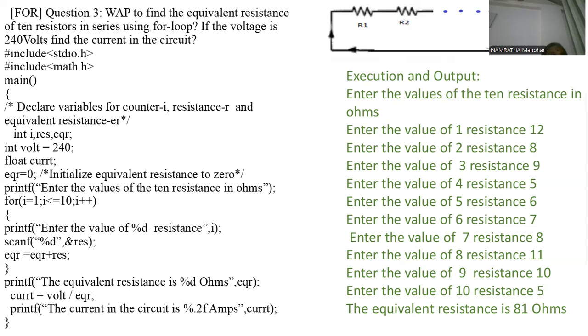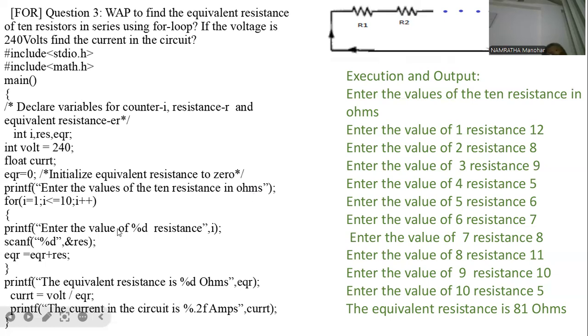Then i becomes 2. When i becomes 2, I'm saying enter the value of the second resistance, right? Scanf %d, ampersand, right? Here I'm accepting the value into R. In this way you will be accepting input during execution. The output says, enter the values of the 10 resistances in ohms.